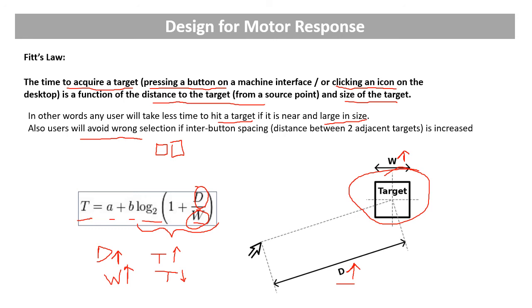So if the distance to the icon from the cursor start point increases, then the time will increase, and if the width of the icon increases, then the time taken to hit the icon will decrease, right? So that is the idea here.